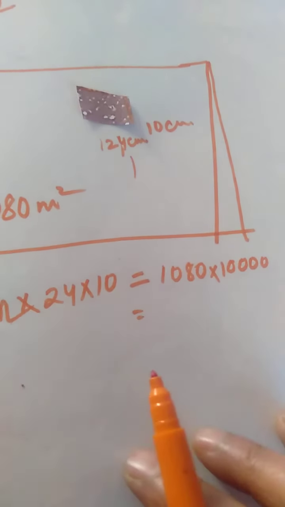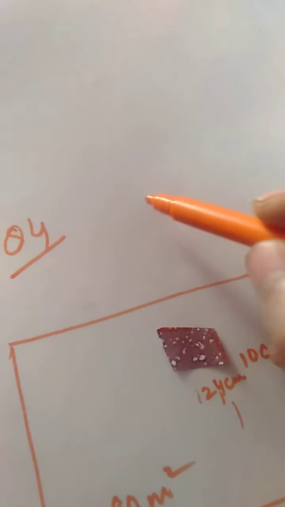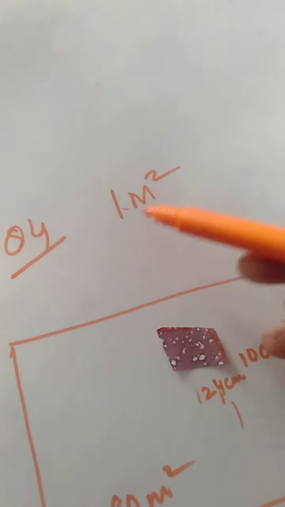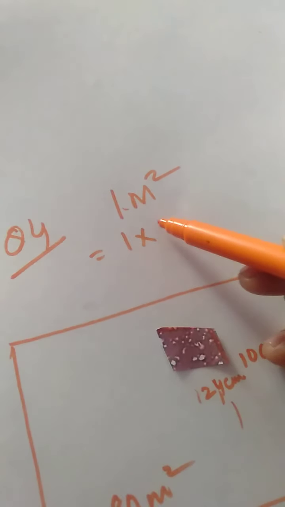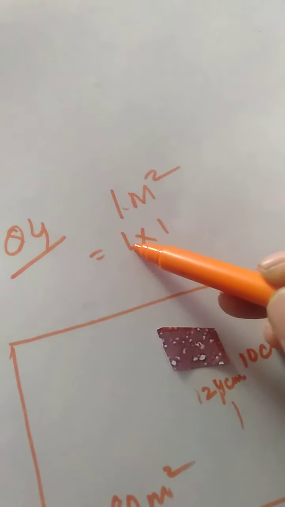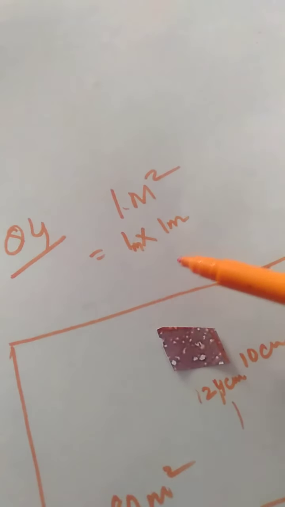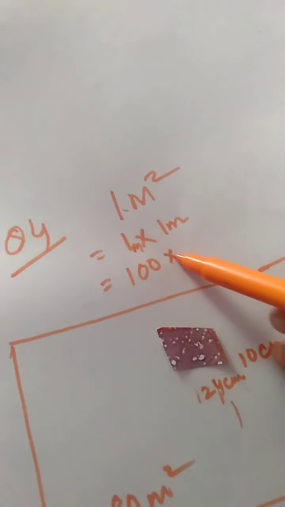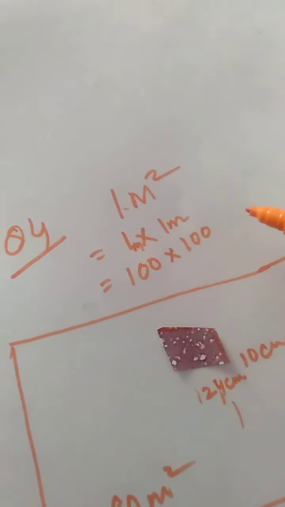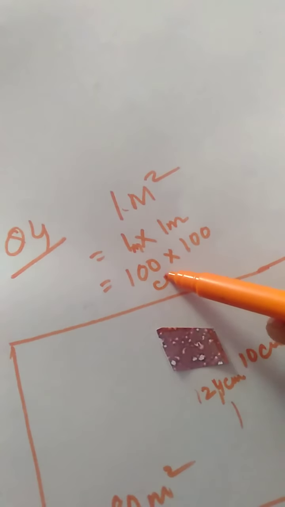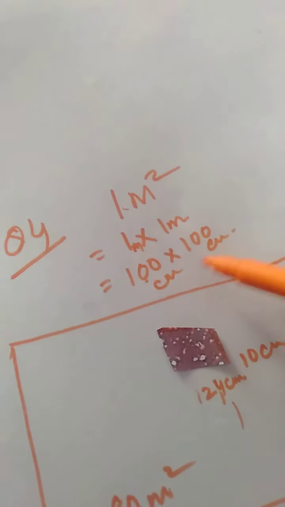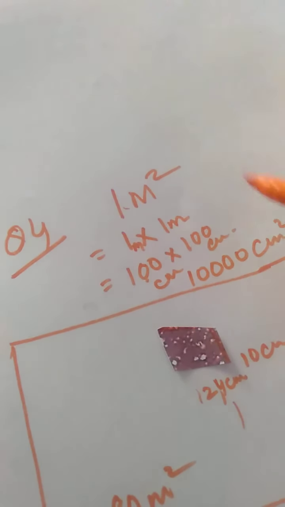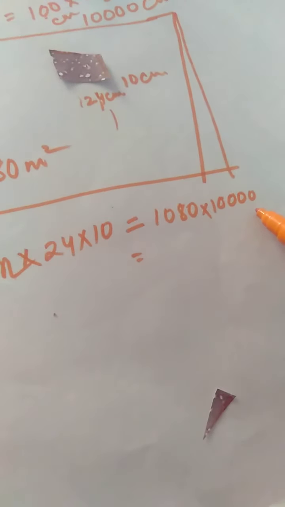just see that 1 meter square means that 1 meter is multiplied with 1 meter. This is also in meter and this is also in meter, and converting into centimeter, 1 meter is equal to 100 centimeter, and this 1 meter is also 100 centimeter. So both these are now in centimeter. 100 into 100 is 10,000 centimeter square. So 1 meter square is equal to 10,000 centimeter square. So we just multiply by 10,000.